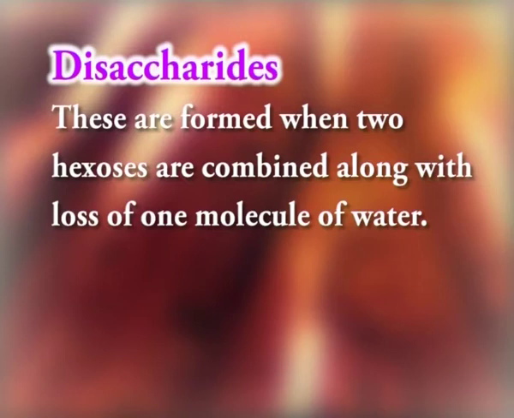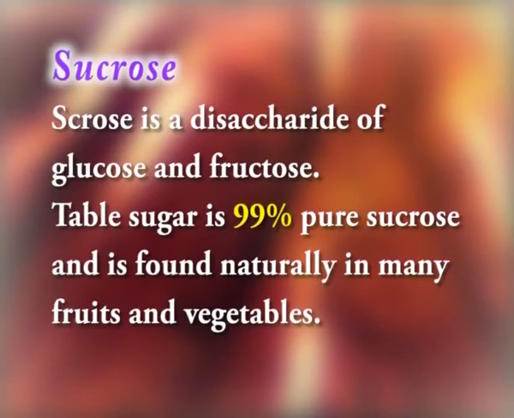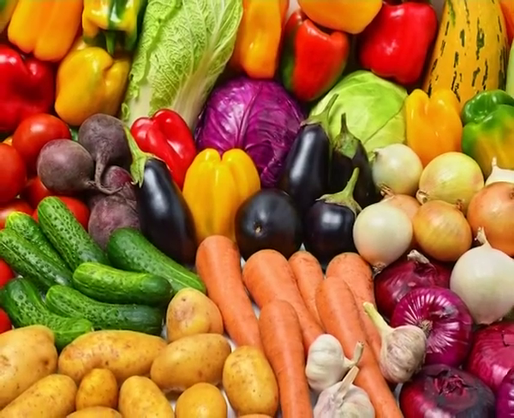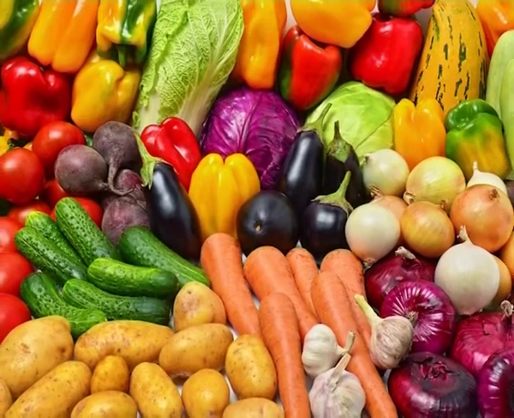These are formed when two hexoses are combined along with loss of one molecule of water. Sucrose. Sucrose is a disaccharide of glucose and fructose. Table sugar is 99% pure sucrose and is found naturally in many fruits and vegetables. Commercial sucrose is extracted from sugar beet and sugarcane. It can be readily hydrolyzed to glucose and fructose by the action of acid and the enzyme sucrase in the small intestine. Many fruits and vegetables contain small amounts of sucrose.